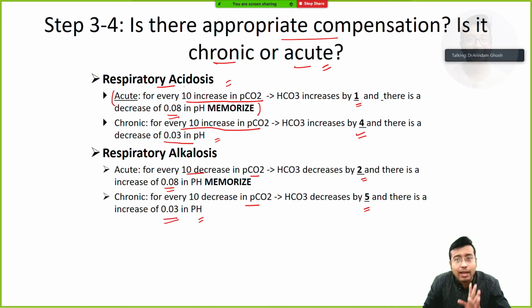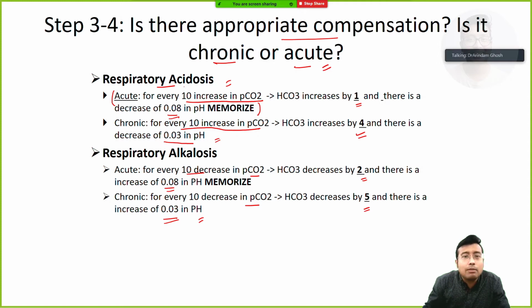Too much to remember, I know. See, these are all mathematical formulas and simple maths, sums that will come in MCQs, PG MCQs. So based on the changes in values, you need to first calculate. You need to have an idea whether the change is acute or chronic. Here is an easy way to remember.